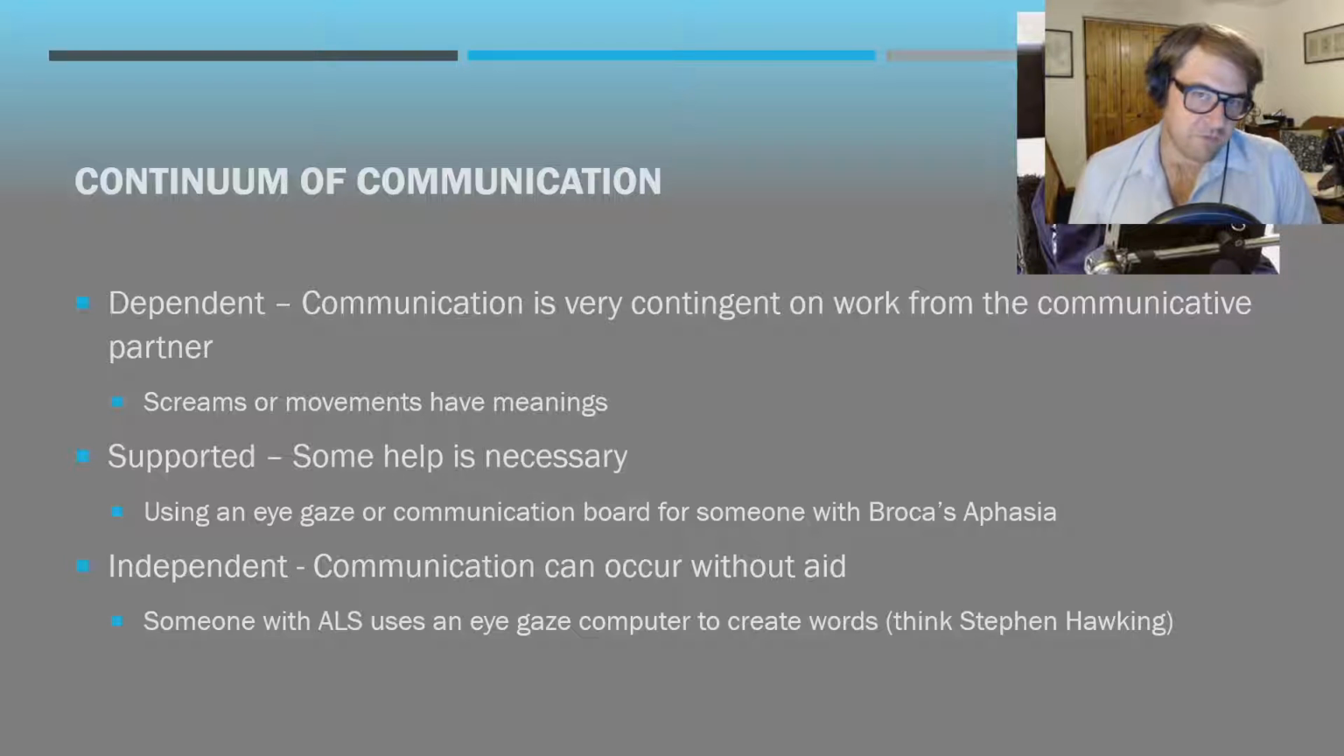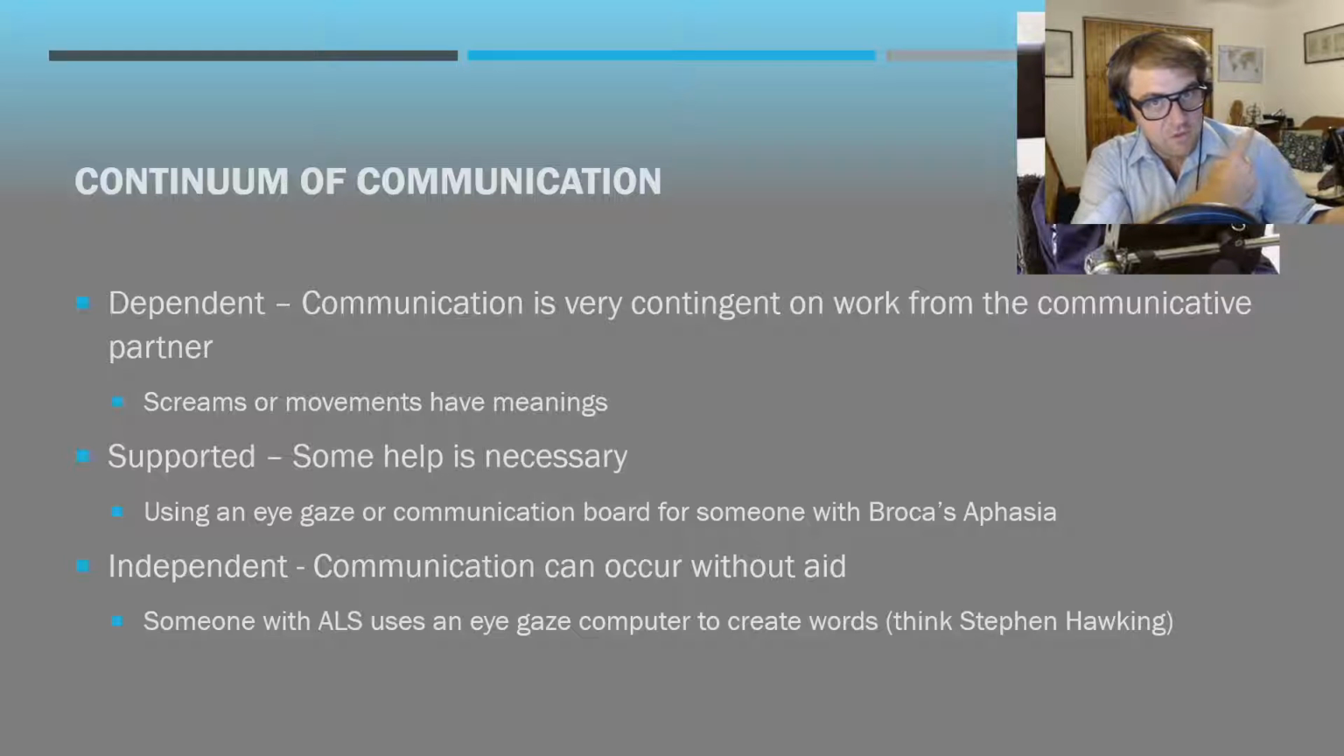So maybe somebody with Broca's aphasia would use that to communicate what they want to eat for lunch, for instance. So they are not completely dependent on someone else to do most of the communication, but they are supported. They do need to have someone to at least show the thing to and say, I want, they're showing a hot dog. They need this. So you can see it's less dependent. It's not as much work and attention from a communication partner, but there's some, it's considered supported.